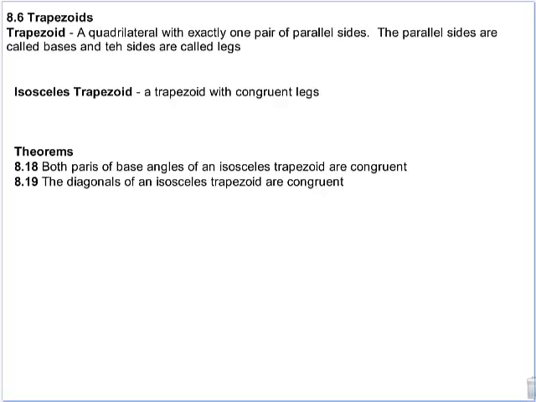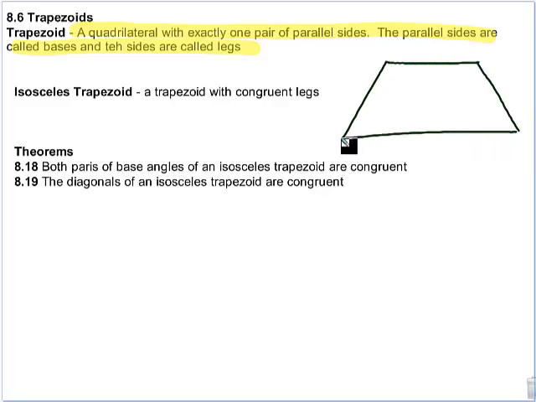Alright, so a trapezoid is a quadrilateral with exactly one pair of parallel sides. The parallel sides are called bases and the other sides are called legs. So, a trapezoid. That's a trapezoid. We have two sides that are parallel. The other two sides clearly aren't. The two sides that are parallel, those are both a base. And then the other two sides are legs. Okay? The legs are not necessarily congruent. They can be.